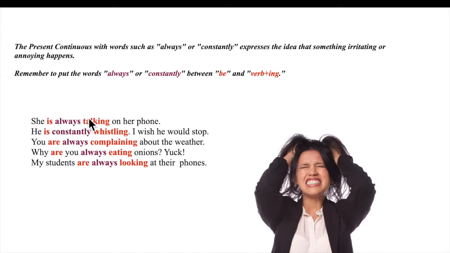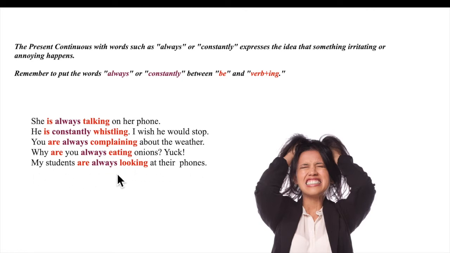She is always talking on the phone. Notice I said this word just a little bit stronger. It shows my frustration. He's constantly whistling. I wish he would stop. You are always complaining about the weather. Why are you always eating onions? Okay, yuck. My students are always looking at their phones.